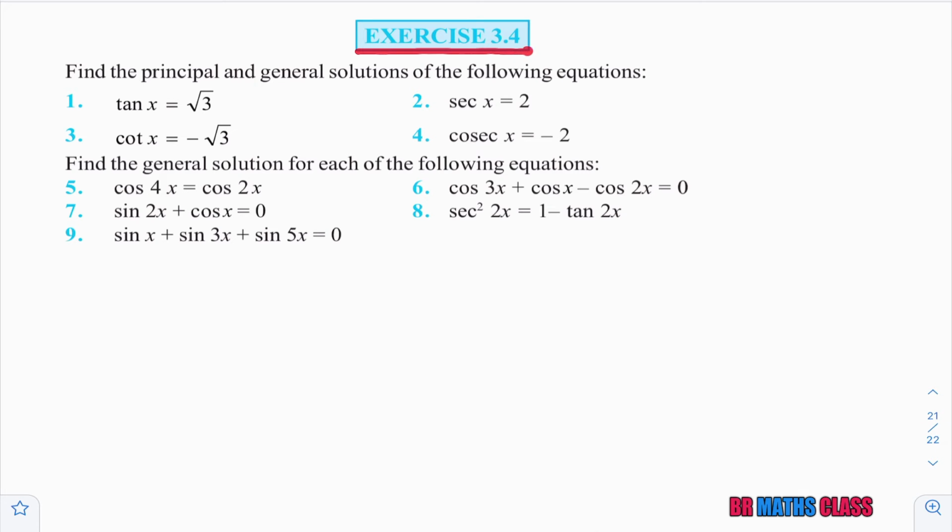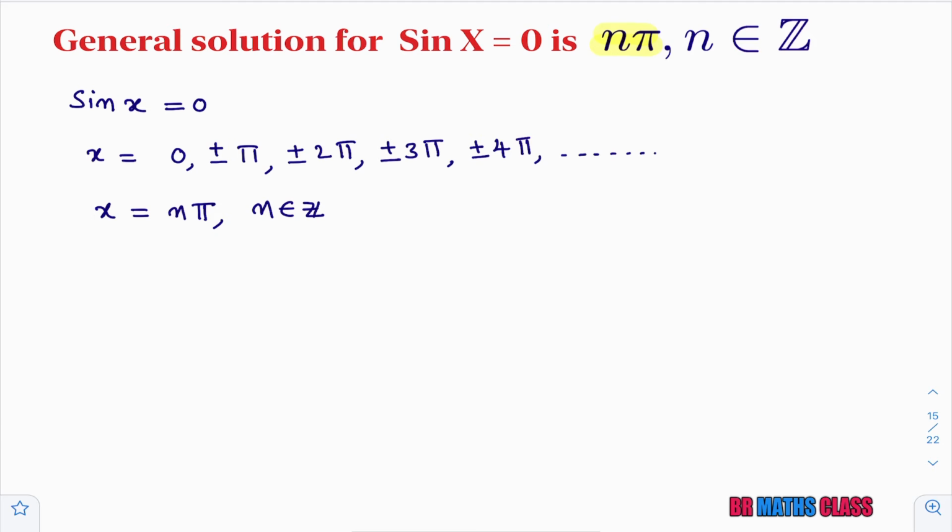Exercise number 3.4 solutions. You can observe in this exercise total 9 problems are there. To understand these 9 problems, we learn 6 formulas. What are those 6 formulas? You observe, general solution for sin x equal to 0 is n pi.